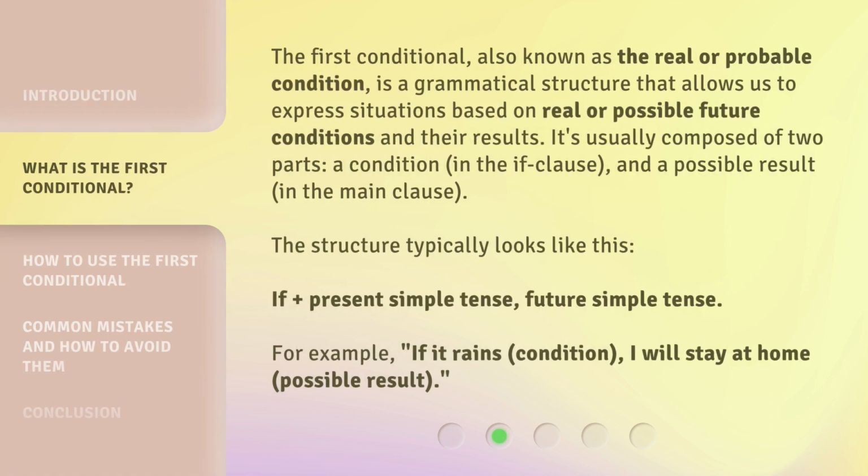The first conditional, also known as the real or probable condition, is a grammatical structure that allows us to express situations based on real or possible future conditions and their results. It's usually composed of two parts: a condition, in the if clause, and a possible result, in the main clause. The structure typically looks like this: if plus present simple tense, future simple tense. For example, if it rains (condition), I will stay at home (possible result).